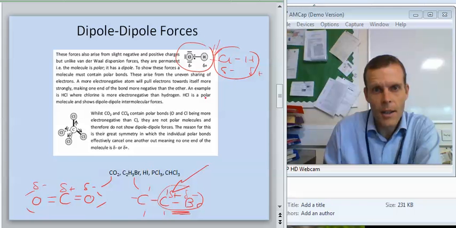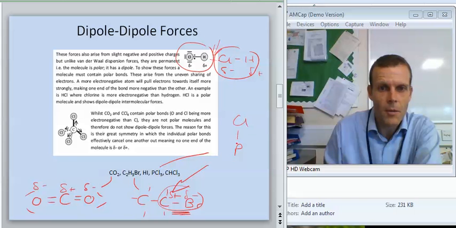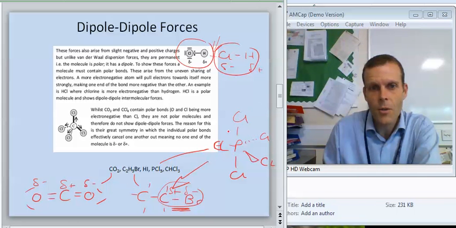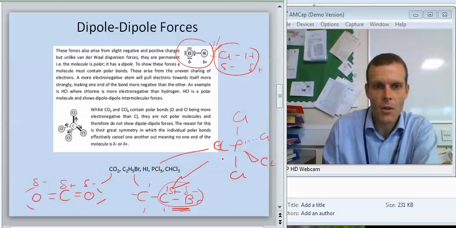Hydrogen iodide, again, a situation like this. Phosphorus pentachloride: chlorine is probably more electronegative than phosphorus. But if we draw out its structure, which looks like this, then it's too symmetrical. It's too symmetrical, so we've not got one negative end and one positive end.